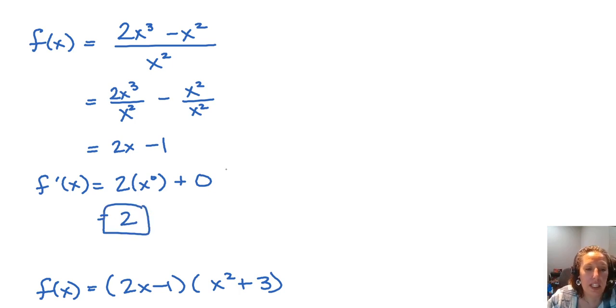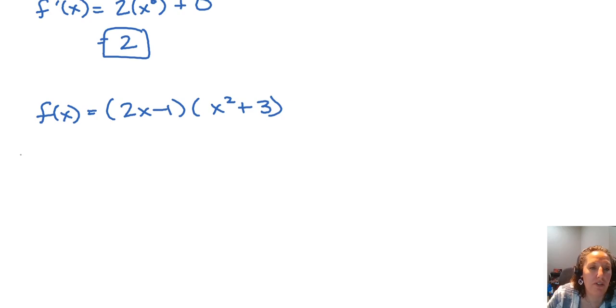All right, our next example, we're looking at the function f of x equals the quantity 2x minus 1 times the quantity x squared plus 3. This one, you could use a product rule, but we're going to focus on looking at this in terms of just the power constant and sum and difference rules. And so before we can take the derivative of this, we need to multiply it and expand it.